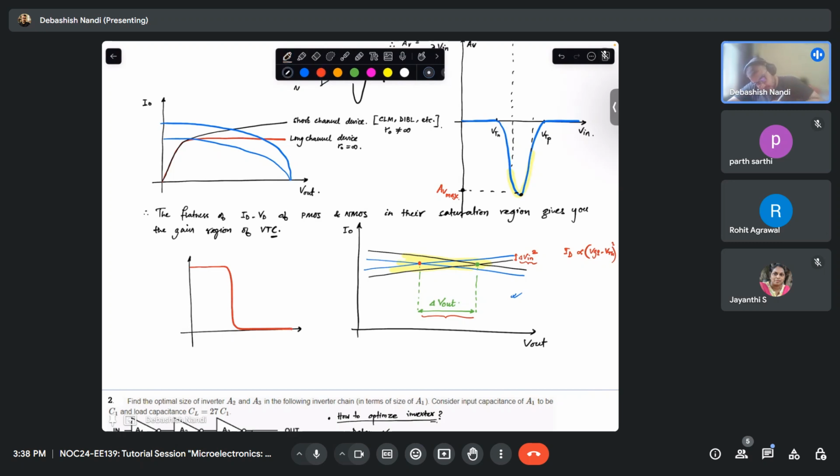So this is one VTC, and another one is this VTC. Which is a better amplifier? The red one is better. From what point of view? Because its switching threshold is very high, or it switches in a very short period of time, your gain is high, right? Gain is high, but the switching threshold in both cases will be around VDD by 2.